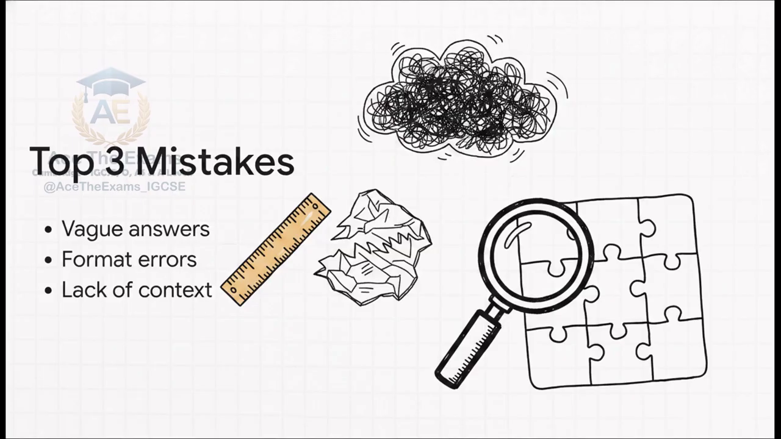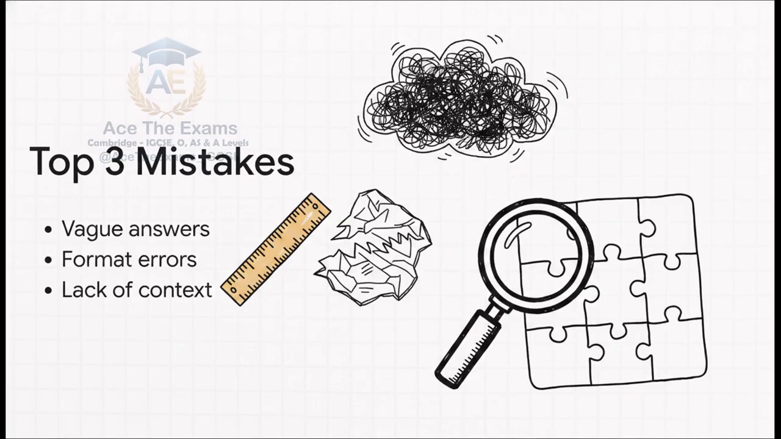Here are the top 3 specific mistakes, pulled straight from the principal examiner reports. First, answers are too vague. We just discussed this. It's failing to show those crucial intermediate calculus steps. Second, students constantly forget to check their format and presentation.